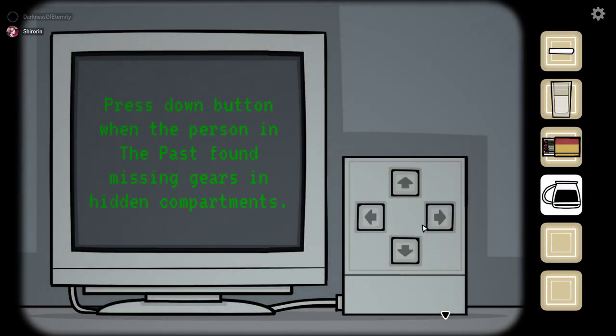Something that press down button when the person in the house on missing gears.